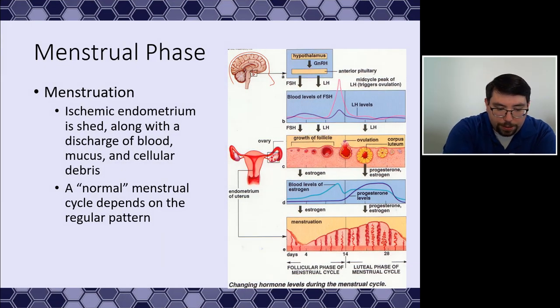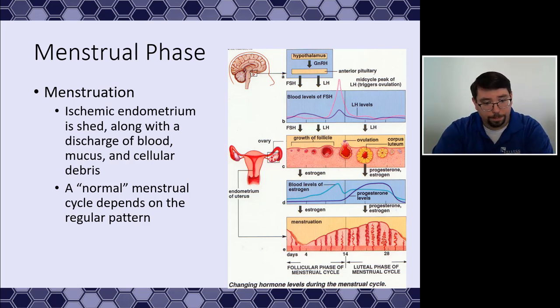Now, during the menstrual phase, the ischemic endometrium is shed. So we're talking about shedding of the uterine lining, along with the discharge of blood, mucus, and cellular debris. Again, that process is known as menstruation. Now, a normal menstrual cycle depends on a regular pattern in the individual woman. Each woman is going to be a little bit different. This is going to vary from woman to woman. An average blood loss of about 50 milliliters is common.